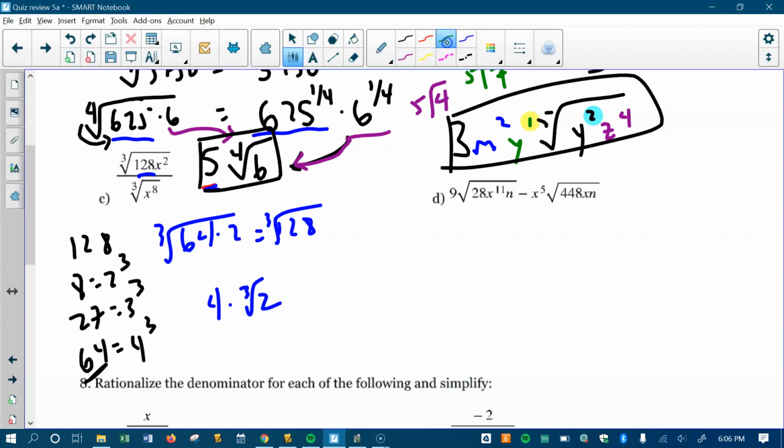A different way you could have done this is 128 to the 1/3, and seeing that you could break that up into 64 to the 1/3 times 2 to the 1/3.